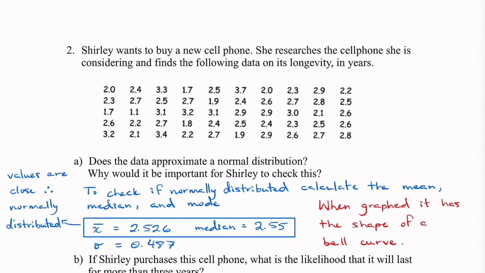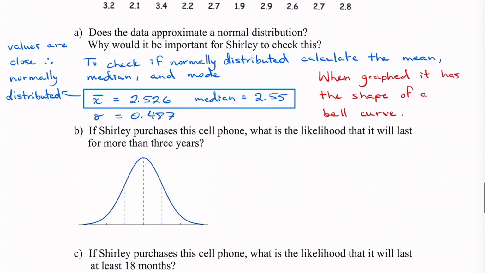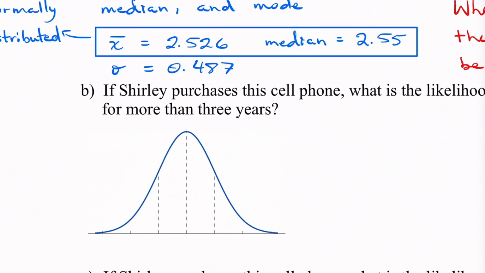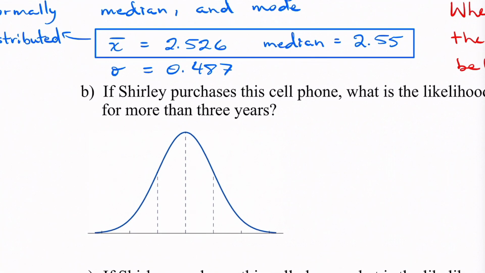So moving to part B here now, it says, if Shirley purchases a cell phone, what is the likelihood that it will last more than 3 years? So first thing we're going to do, like in the last example, is draw our information on our normal distribution. So the mean was 2.526. We're going to put that in the middle here. And then to get to the other points, we're going to have to add or subtract the standard deviation. So I'm going to have to add on 0.487.